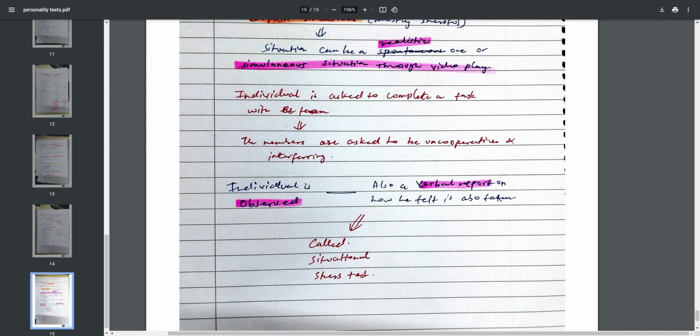The individual is observed carefully, and the subject is also asked to give a verbal report on how they felt during the test. So this is called situational stress test.